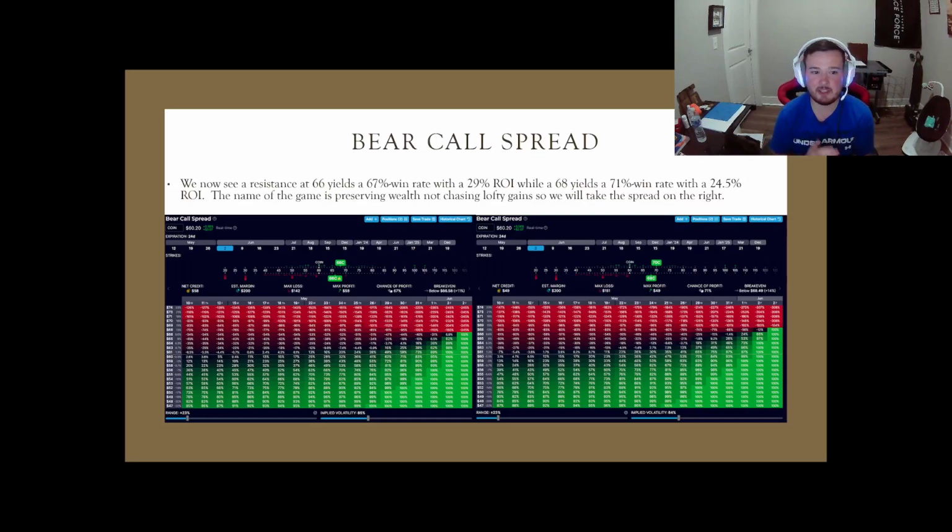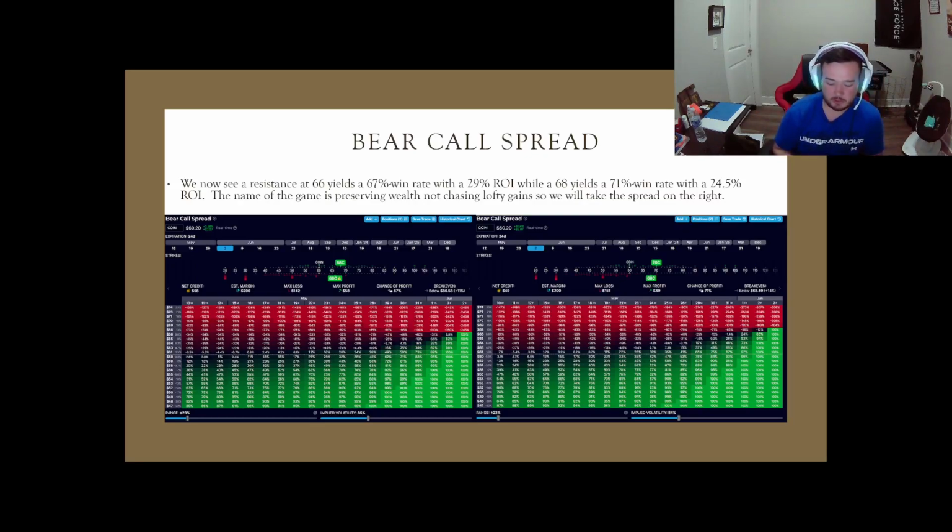The name of the game here is preserving wealth, not chasing lofty gains. So we will take the spread on the right-hand side of your screen. We're going to short the 68 strike. We're going to go long the 70 strike. That's going to give us a 71% chance of profit in this trade, and it's going to give us a net credit of $49, which is also a 24.5% return on investment.